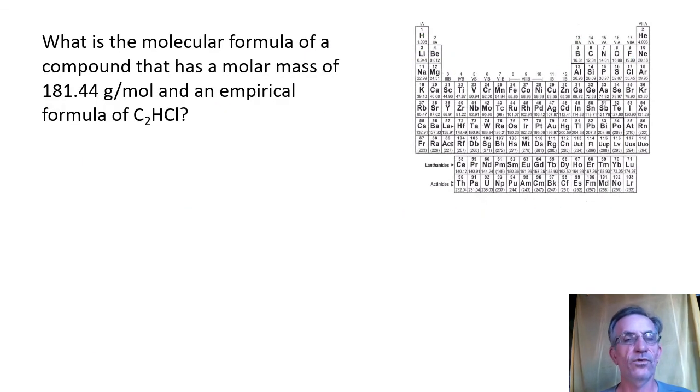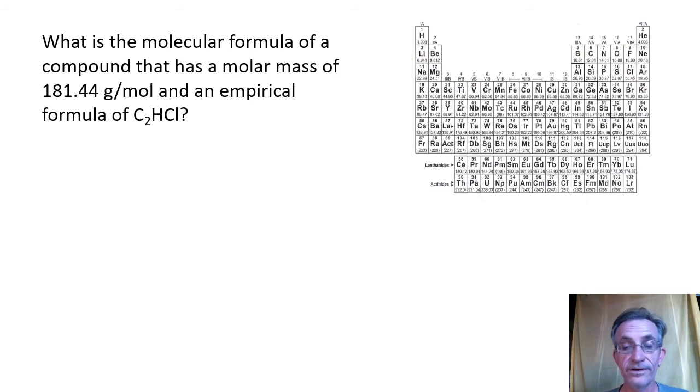All right, so it says, what is the molecular formula? So what's the actual number of atoms in a compound that has a molar mass of 181.44? So the real atoms together add up to 181. And the empirical formula, the lowest ratio, is C2HCl. So the real molecule will either be double everything or triple everything or quadruple everything. So what multiple is the real molecule?